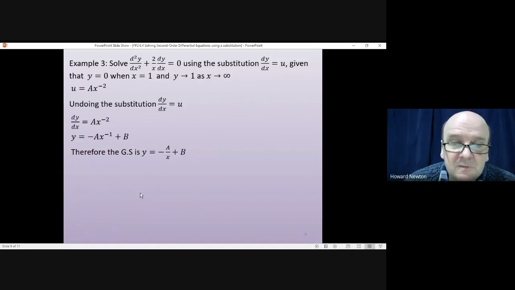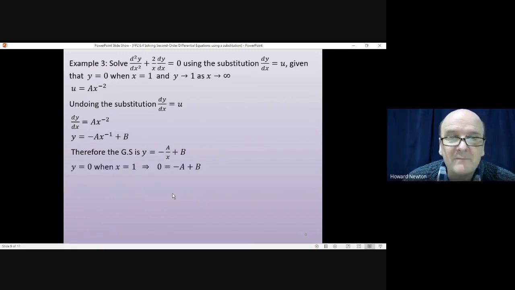Therefore, the general solution of this equation is y equals minus a over x plus b. But this time we can find a particular solution. We've been told y equals 0 and x equals 1. Substituting those in here gives us 0 equals minus a plus b.